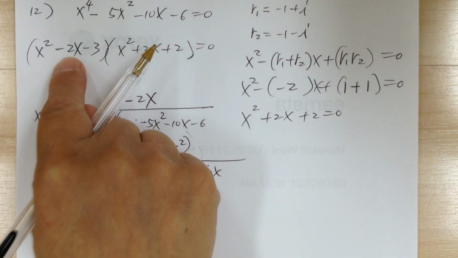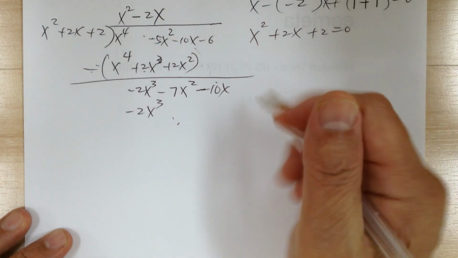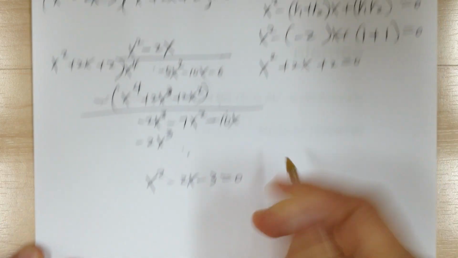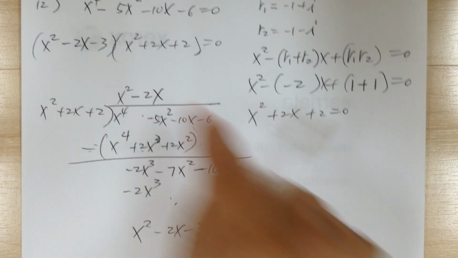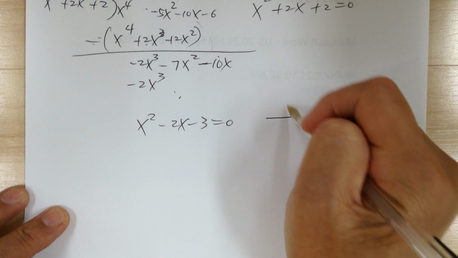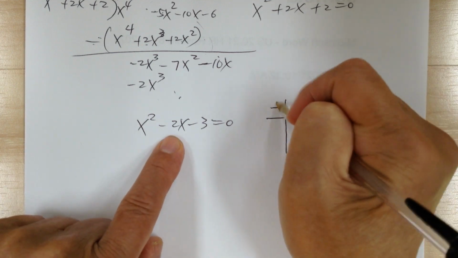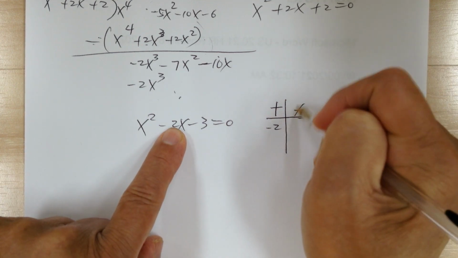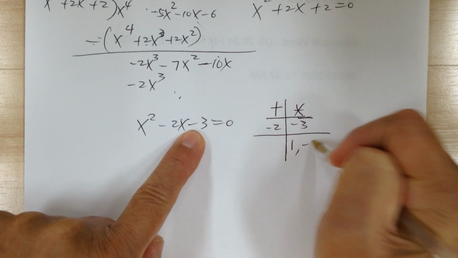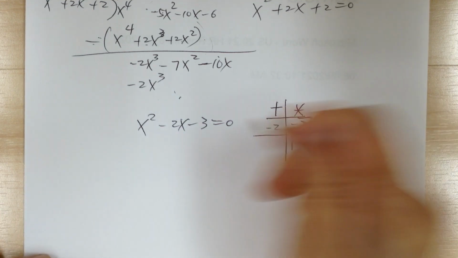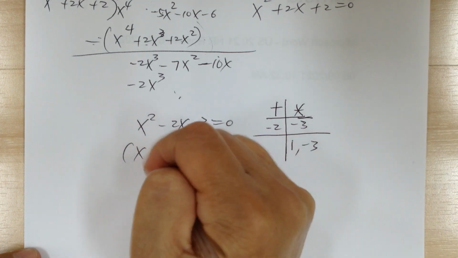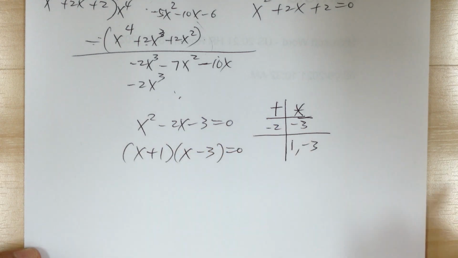Now we have to figure out what answers will come from the other factor. So you're going to have x squared minus 2x minus 3 equal to 0. I think this is factorable, so let's try. You have to add to get -2 and multiply to get -3. So do 1, -3. Yeah, this works. And so this would be x plus 1 times x minus 3.